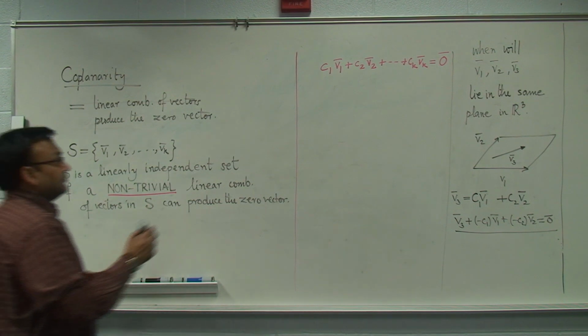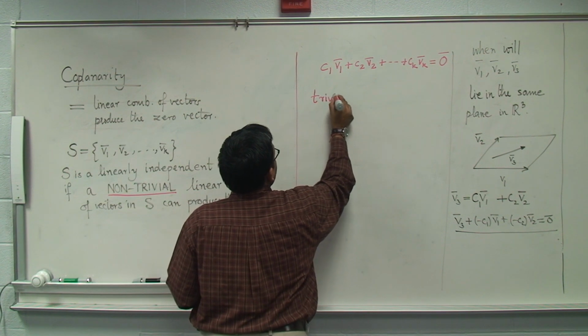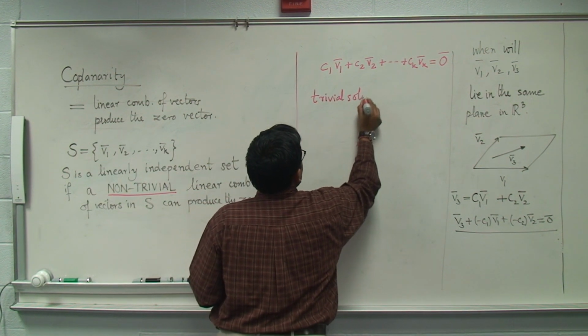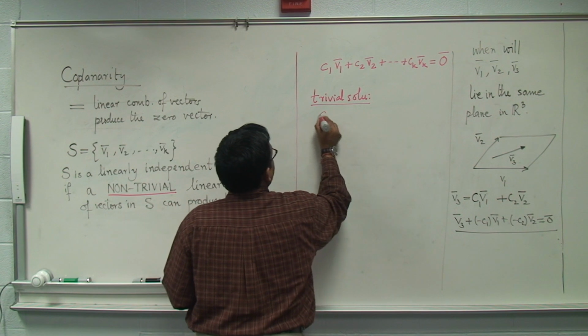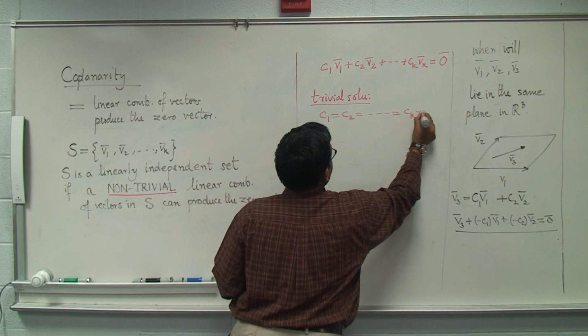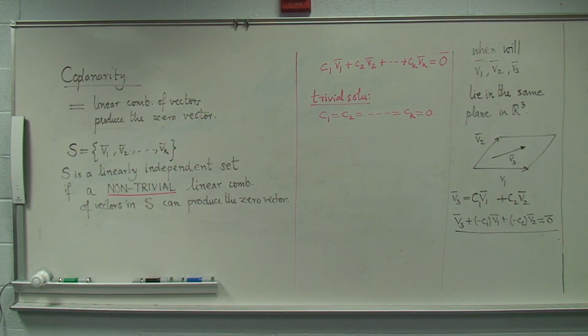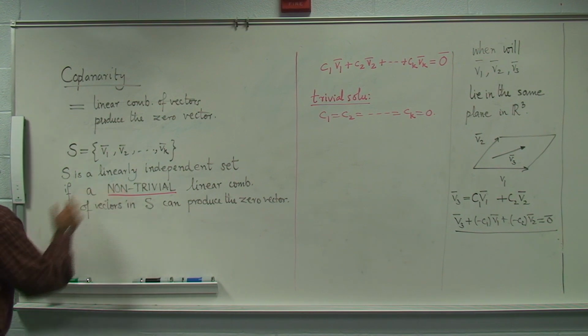Now, here is a very obvious solution, which I would like to call a trivial solution. So it is a trivial solution to my problem. Just take C1, C2, all the way up to Ck as 0. So of course, anytime you want to linearly combine a bunch of things, you just don't take any of them, and you are still going to produce a 0 vector. That is what we mean by non-trivial linear combinations.